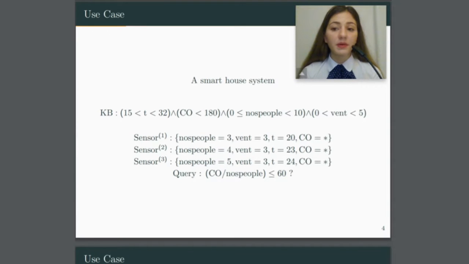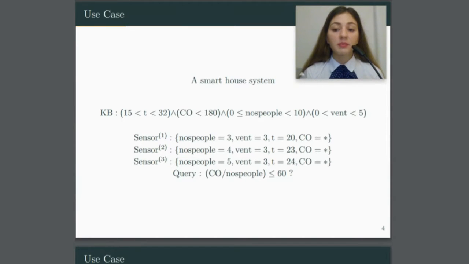Consider the case where we ask the system the following question: whether the carbon monoxide per person is less than a value 60 in that room. Using the knowledge base alone is not sufficient to decide its entailment, but after receiving observations about the number of people in that room, we gain some additional knowledge. We know that there are at least 3 people at that moment.